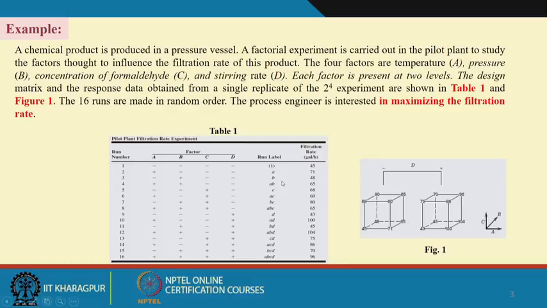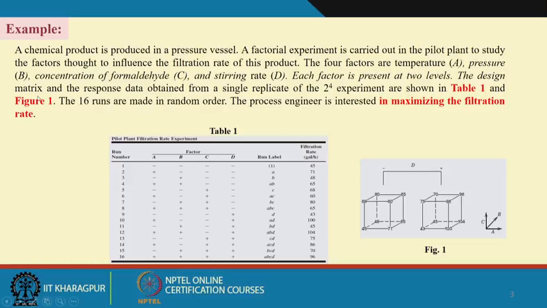This example is a chemical product produced in a pressure vessel. A factorial experiment is carried out in the pilot plant to study the factors thought to influence the filtration rate of this product. The four factors are temperature, pressure, concentration of formaldehyde, and stirring rate. These four factors are abbreviated as A, B, C and D. Each factor is present at two levels.